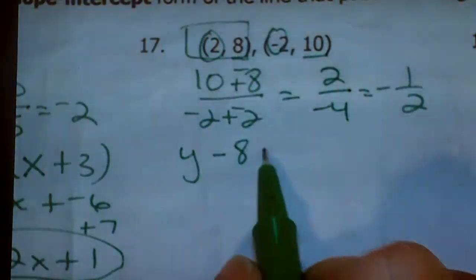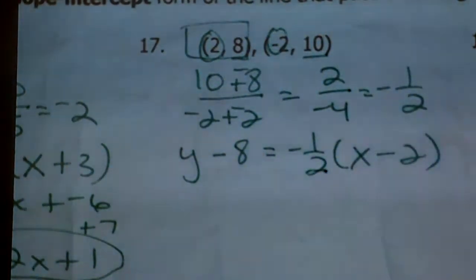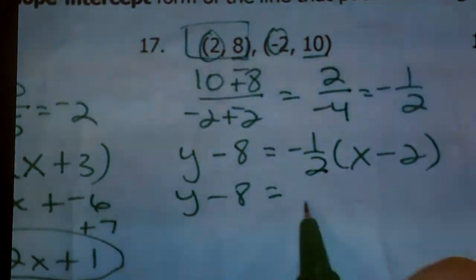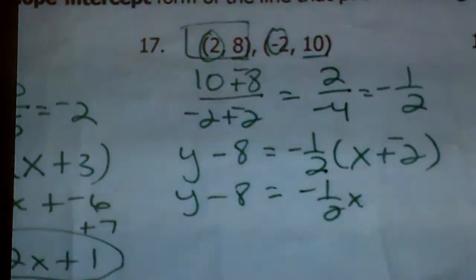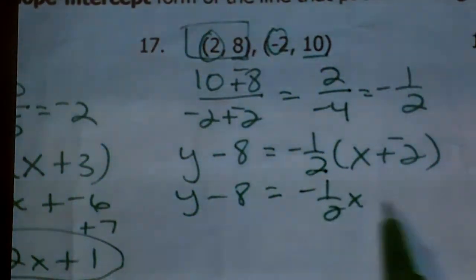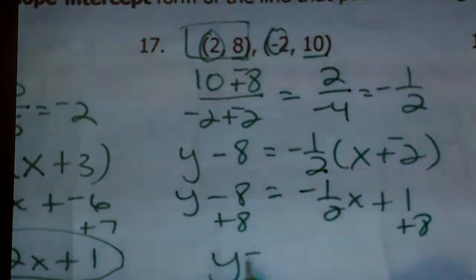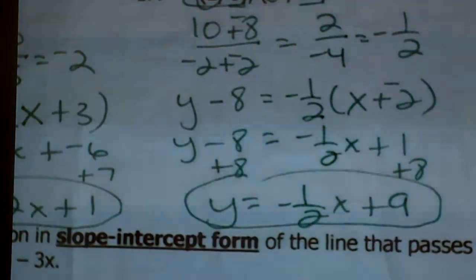So y minus y1 equals the slope times x minus x1. Now we're just going to distribute the 1/2, or negative 1/2. And when you take negative 1/2 times a negative 2, yes, you get plus 1. We'll add our 8, and our final equation should be y equals negative 1/2 x plus 9. Voila.